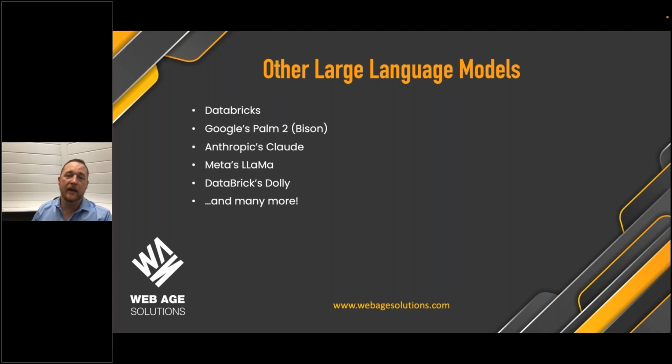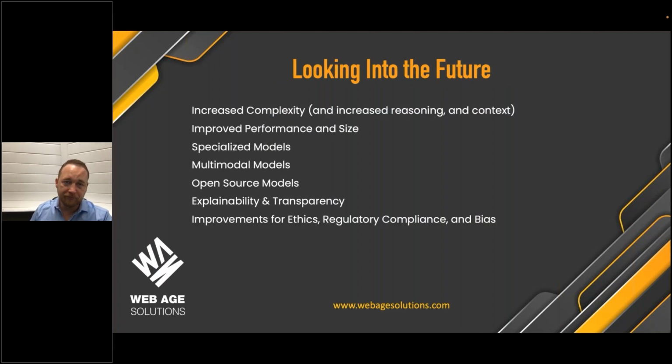Anthropic has a Claude model, Google's Palm 2, where the popular version that's out is the version that's being called Bison. That one's out. All of these have various performances and various trade-offs. And some are open source, some are not. Some perform better in some areas, some perform worse.